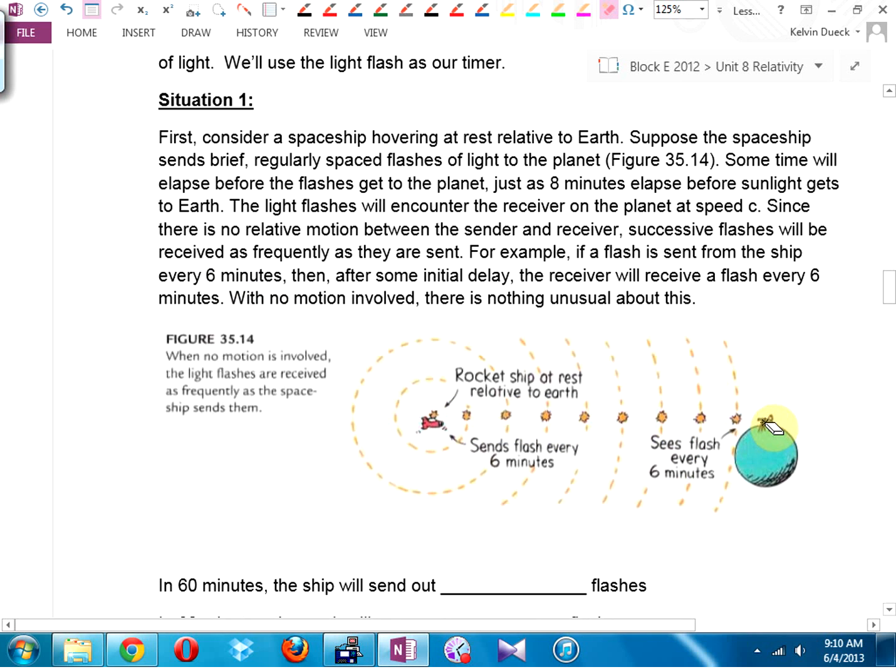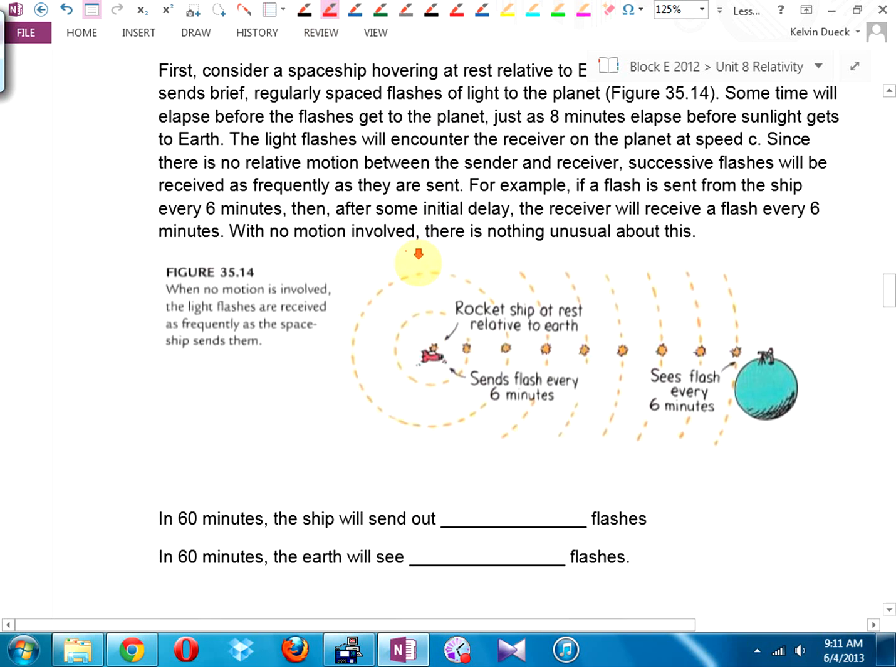And this person here on the Earth will see a flash every 6 minutes because they are at rest relative to each other. So if I'm sending out a flash every 6 minutes, in 60 minutes, the ship will send out how many flashes? Do the math. 10. And in 60 minutes, the Earth will see how many flashes?